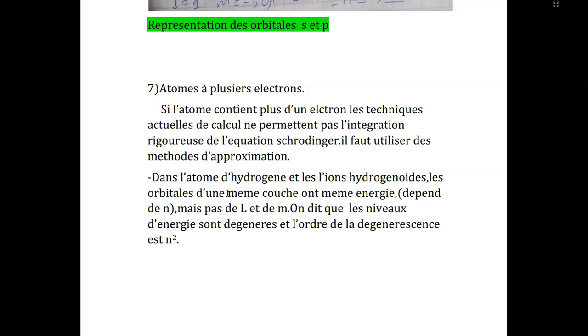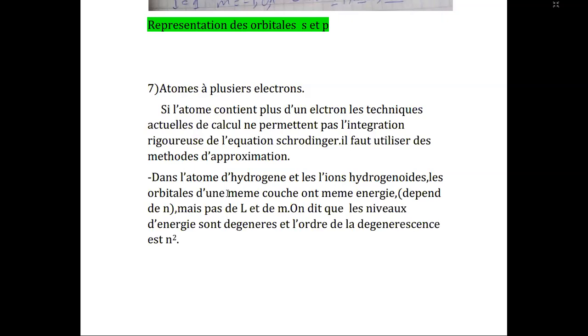So for hydrogenide and hydrogen, we really never had any problem with that, since we know that the energy only depends on n. So we are just calculating for n equal to 1, n equal to 2, n equal to 3, and we go on.